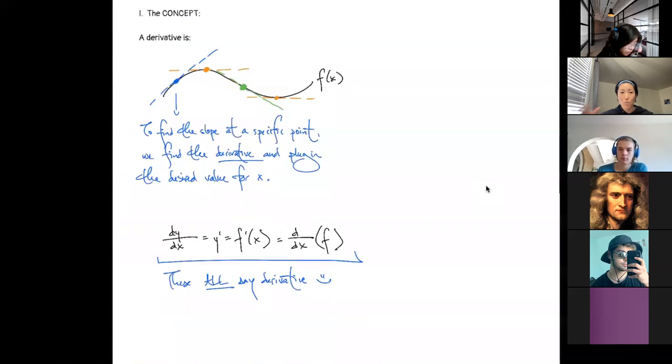So that's why we left so much space for that concept of what a derivative is. I would encourage you to maybe go back and try and draw some different pictures and see if you can describe the slope at different points. I think that's definitely an important exercise to think about.